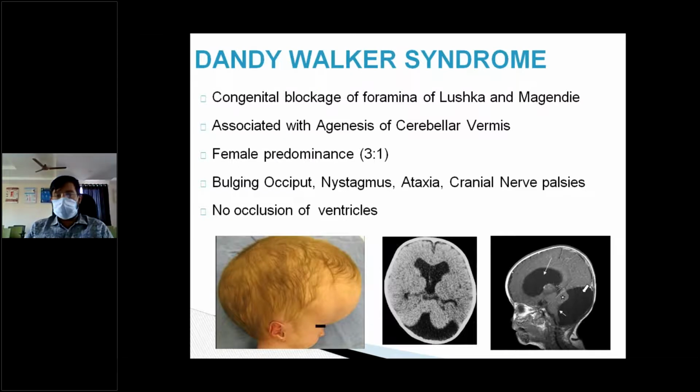So, presenting features of the Dandy-Walker malformation: the infant will have a bulging occiput, nystagmus in the eyes and ataxia, and most commonly 5th to 11th cranial nerve palsy. There won't be any occlusion of the ventricles.